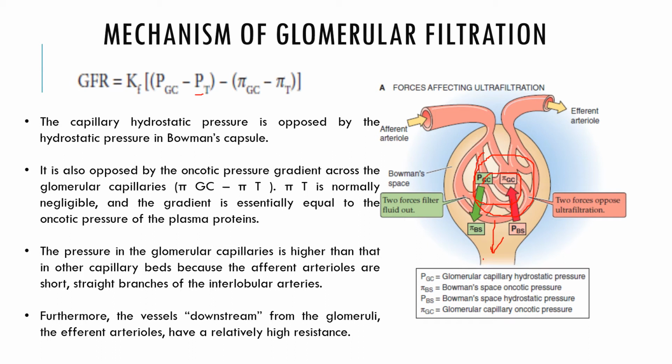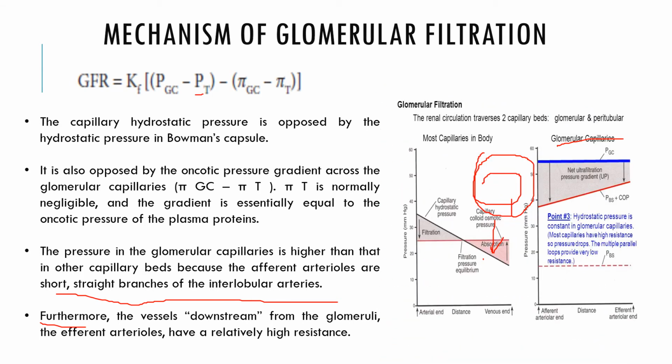So they have very high pressure compared to the other capillary beds, and this is due to the afferent arterioles. The diameters of the afferent and efferent arterioles usually vary, and the afferent arterioles are short, straight branches of the interlobular artery. This is one reason why the pressure in the glomerular capillary is higher. Furthermore, the vessel downstream, the efferent arteriole, has relatively high resistance. So this is responsible for some specific features of glomerular capillaries.